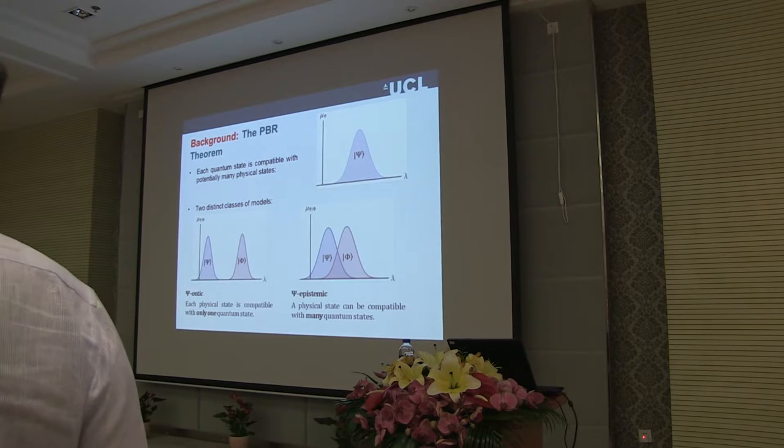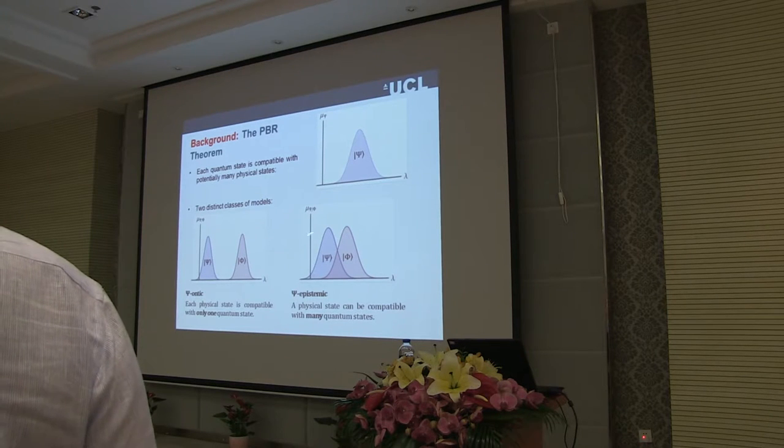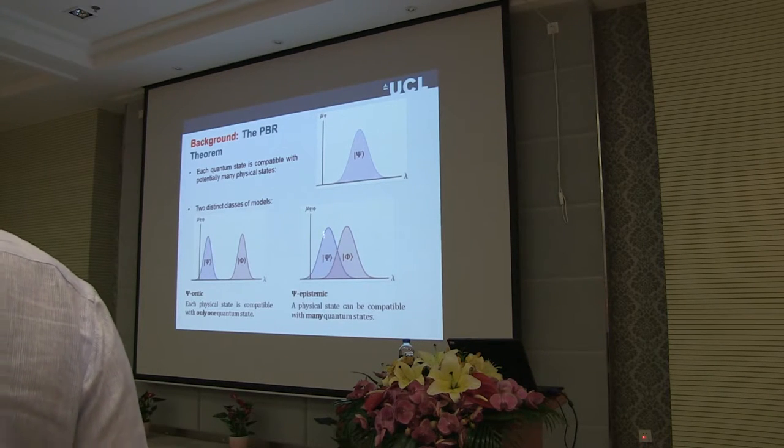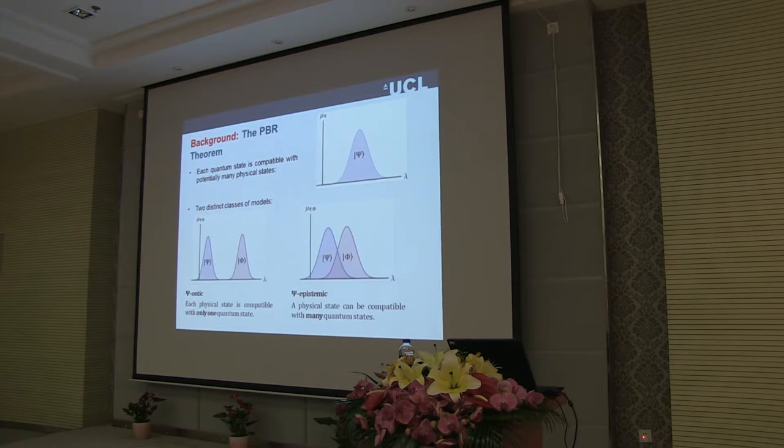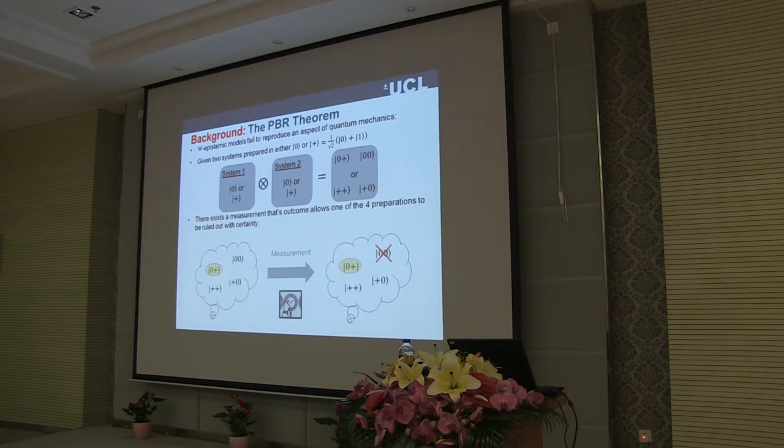So what the PBR theorem basically does is rule out this situation. There are still ifs and buts to it, but morally, who's in this situation? Okay, so the psi-epistemic model fails to reproduce an aspect of quantum theory. So what? How do they rule out this thing?